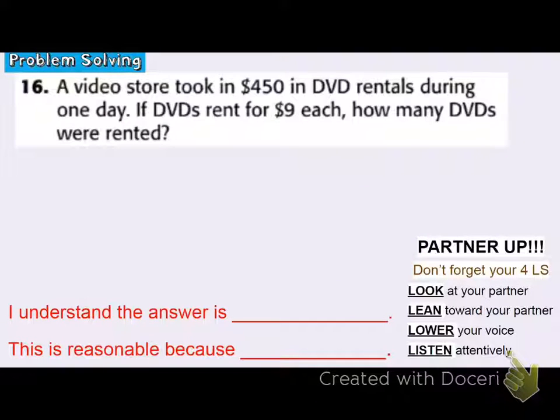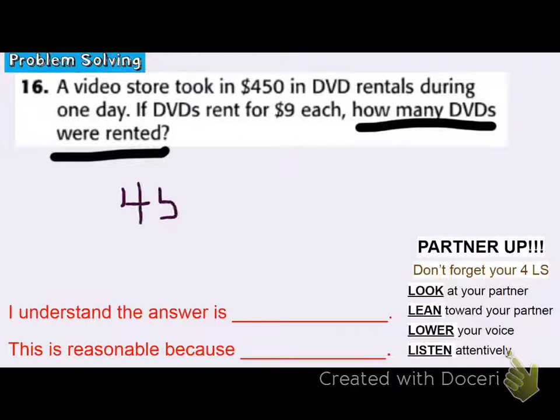All right, I'm still in problem solving. Moving to 16. A video store took in $450 in DVD rentals during one day. If DVDs rent for $9 each, how many DVDs were rented? So how many did they rent? Well, I know that they got $450. That's my number I'm putting into groups. That's the dividend. Well, and each one costs $9. So I'm going to divide by 9.